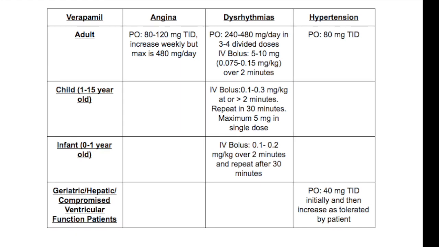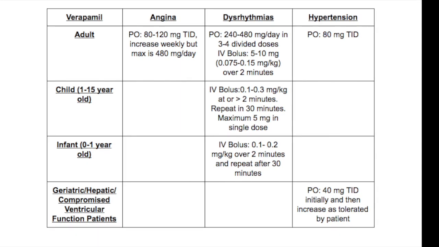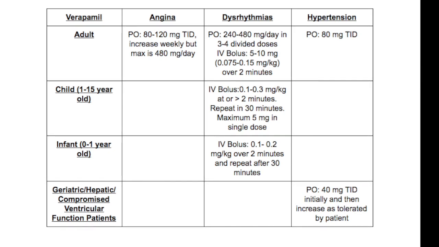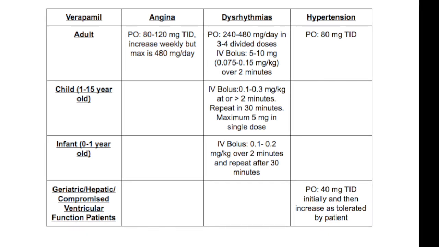Verapamil can also be used to treat hypertension in adults when given orally 80 milligrams 3 times a day. For patients who have a hepatic disease or a geriatric patient or a compromised ventricular function, the adult patient will take it orally 40 milligrams 3 times a day initially and then increase as tolerated.